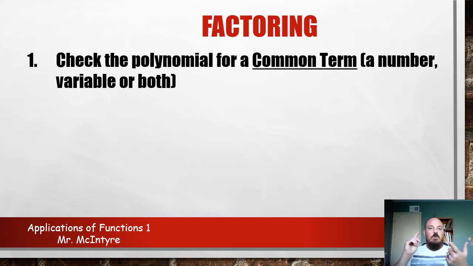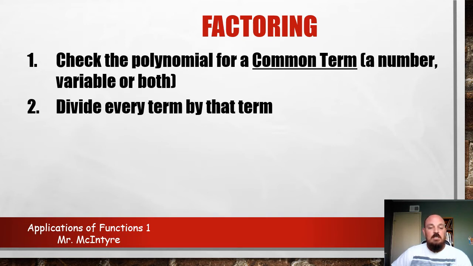So what you're looking for is a number that you can divide out of every term in the polynomial, or a variable that you can divide out of every term in the polynomial, or a combination of the two. So you want to check every single term, and let's say, for example, you notice that all of the numbers can be divided by 2. That's a common term. You can divide out 2. And let's say you notice that every single one of them has an x in it. You have an x to the 5th and an x squared and an x. You go, well, I have an x everywhere. That's a common term. I can factor that out.